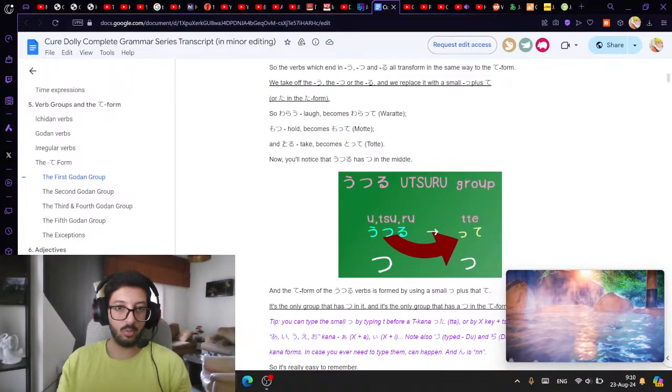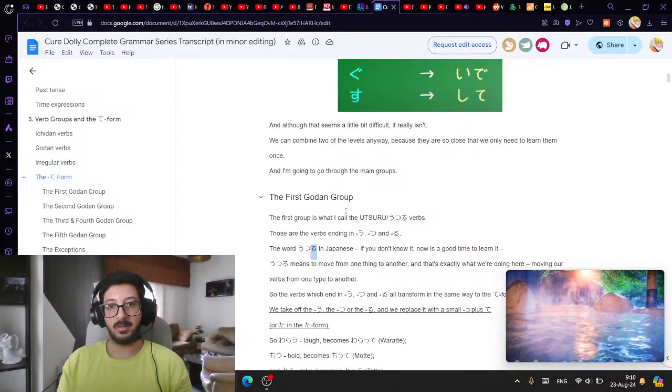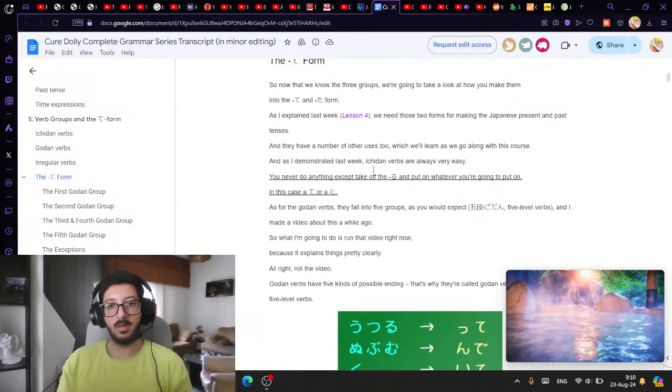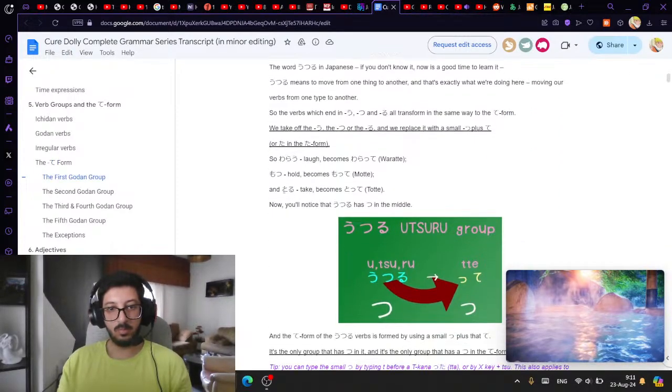And toru, take, toru, becomes... But we said that it's the same as the ichidan. The ichidan, okay, we take off the ru and we replace it with ta, te. Okay, so toru, take, becomes taking. Totte, totte.